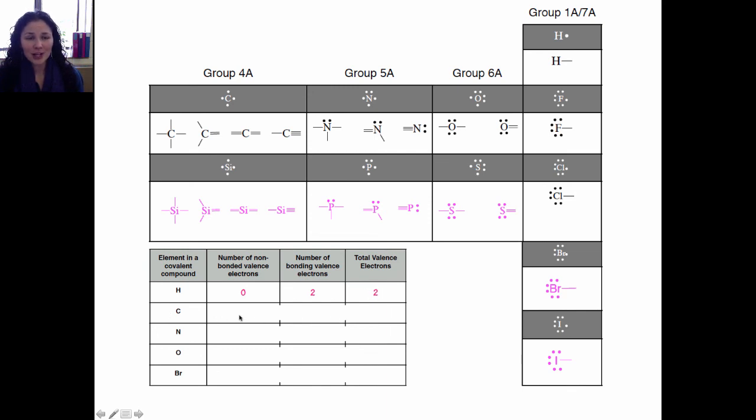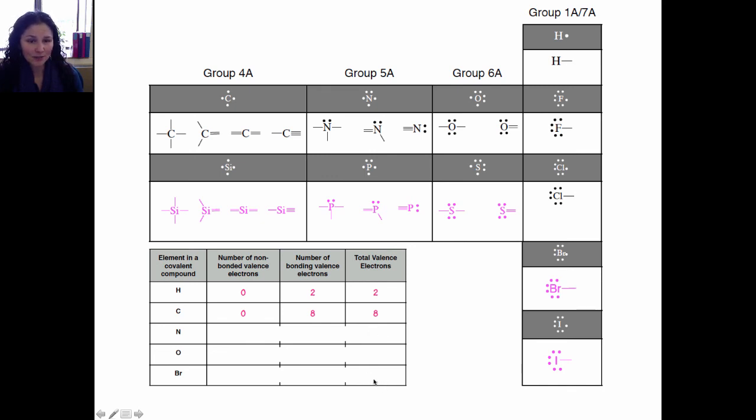For carbon, the number of non-bonded electrons can be seen from up here. There are none. On the other hand, the number of bonding electrons is 8. So there are 2 bonded electrons in each one of the bonds, and so there are 8 bonded valence electrons. That gives you a total of 8 valence electrons. Once again, carbon is forming the bonds so that it can have a full valence of 8 now.